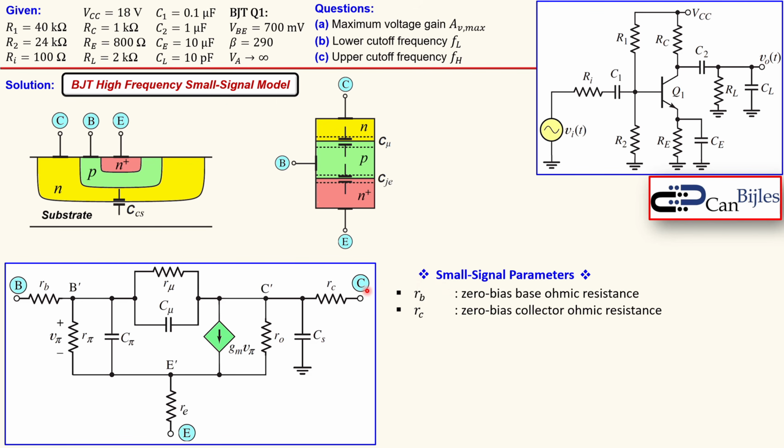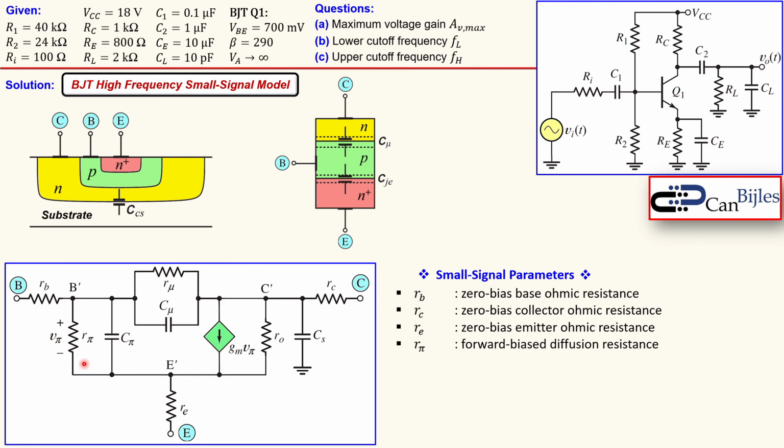In a similar form, we have the collector we see from outside, and the connection on the inside is called C prime, and in between you see here this RC. We have also similarly the RE for the emitter: from outside you see the emitter and an E prime, so that's the zero bias emitter ohmic resistance.